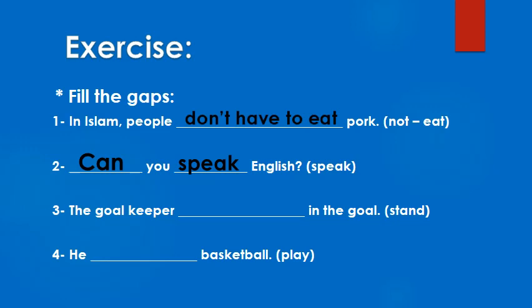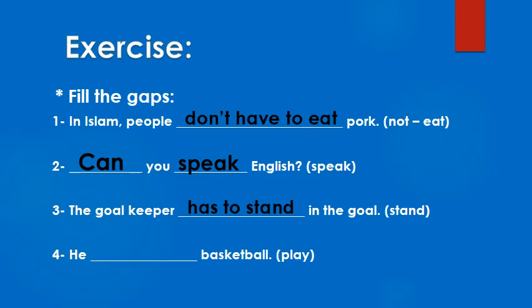Number 3. The goalkeeper, حارس المرمى, blank in the goal. Stand. يقف. So here's something obligatory. إذا هنا شيء إجباري. So the goalkeeper, it is singular وهو مفرد, has to stand in the goal. يجب عليه أن يقف عند المرمى أو الهدف.